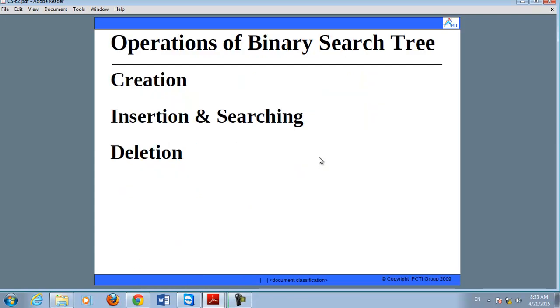Now, what are the operations that you can perform on binary search tree? You can create a binary search tree. You can insert values in binary search tree. You can search values in binary search tree, and you can delete values in the binary search tree.